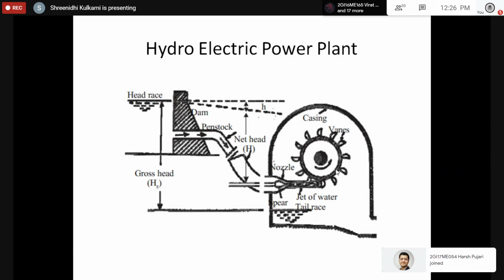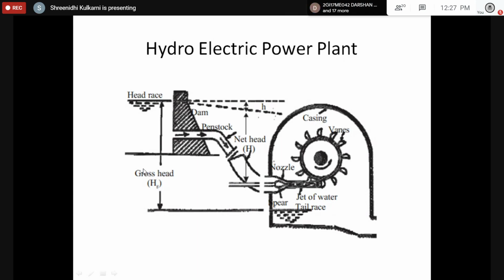Here we can see the different heads. Head is nothing but the level of the water. So that we call a head. First I'll come to the gross head.